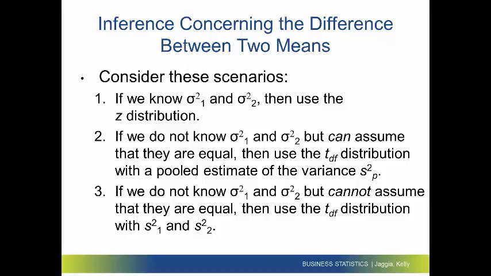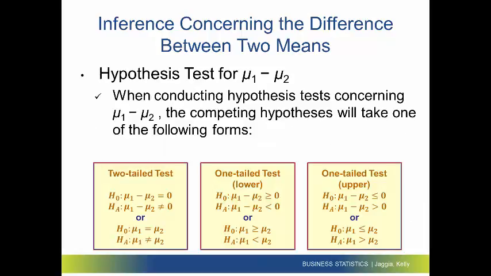If the population variances are known for both groups, we use the Z distribution. If the population variances are unknown but assumed equal, we use the T distribution and the formula for pooled variance. Now, if the population variances are unknown and not assumed equal, we still use the T distribution, but instead of pooling the variances, we use a different formula with the sample variances. Let's work through some examples.